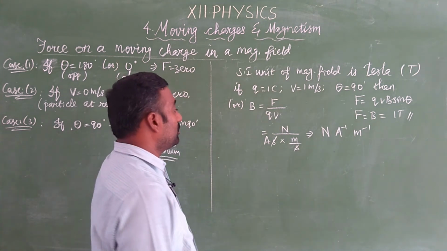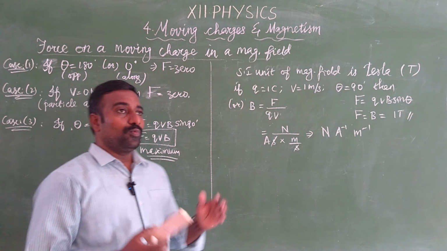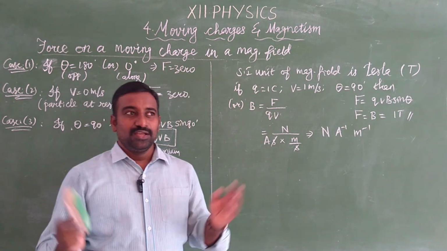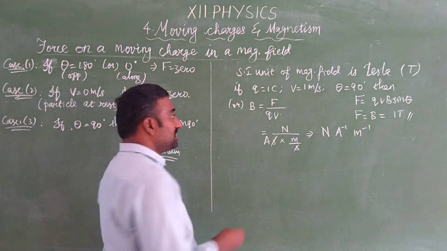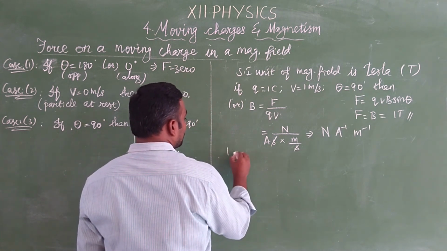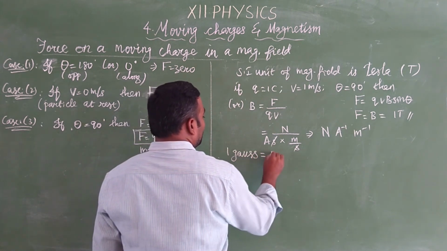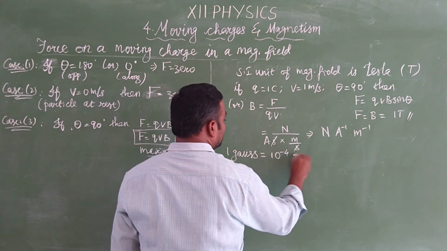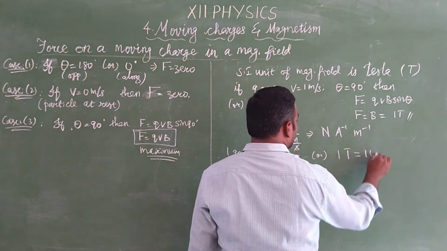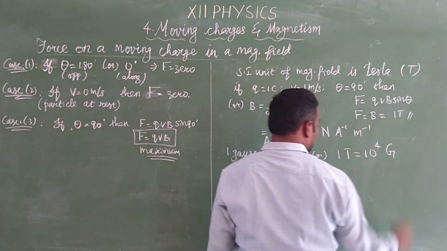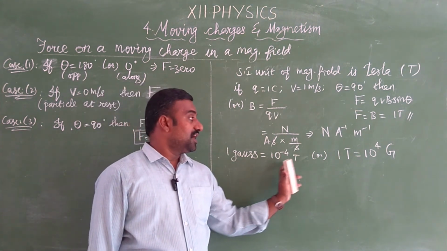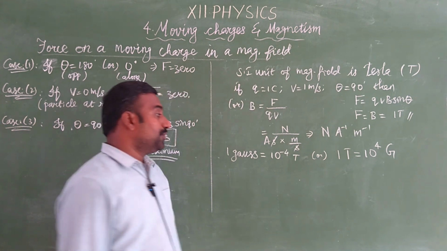Okay. Now basically 1 Tesla has a very large value, so we can use the Gauss range. Gauss is a smaller unit. So the relation between Tesla and Gauss is: 1 Gauss is equal to 10 to the power minus 4 Tesla, or 1 Tesla is equal to 10 to the power 4 Gauss.